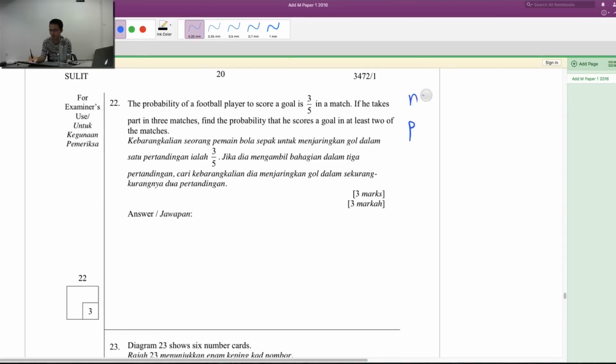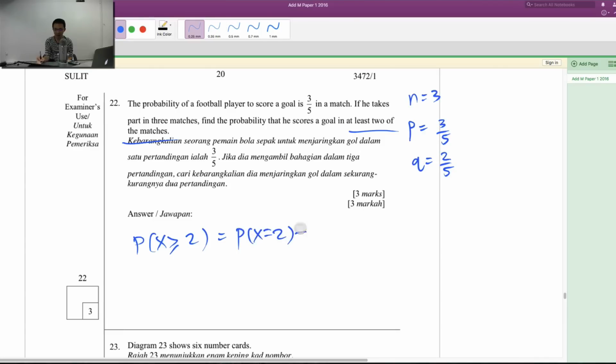So in this one, n equals 3, p, the probability of scoring, is 3 over 5, and q is just 1 minus p, which is 2 over 5. No need to write r here. In this case, it's at least 2 matches, so x is bigger than or equal to 2. So this should be P(x equals 2) plus P(x equals 3), because it must be bigger than or equal to 2. I hope you remember the formula for x equals r. The formula is nCr, p to the power of r, and then q to the power of n minus r.